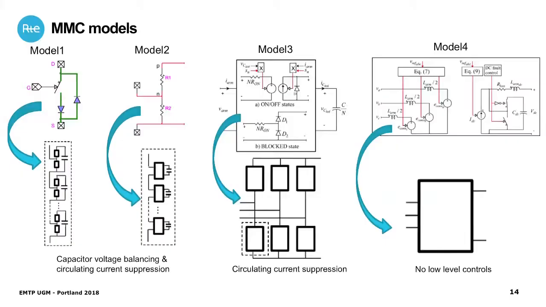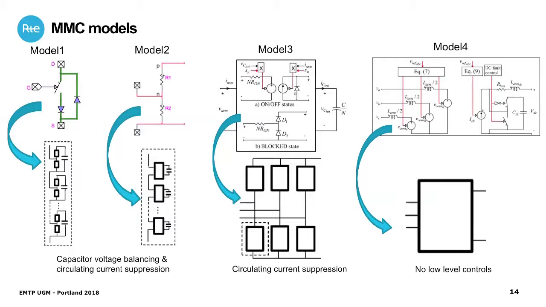And model 4 is an average value model of the converter. It's DC control current and AC control voltage on the AC side. Actually, this model is not really used for EMT simulation here, because you don't have the dynamics inside the converter, and it's not really a good model, especially when you do DC fault.